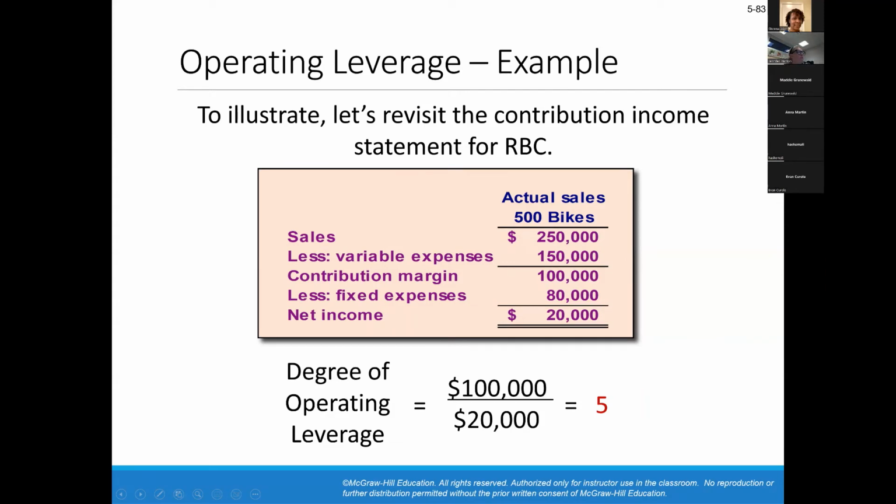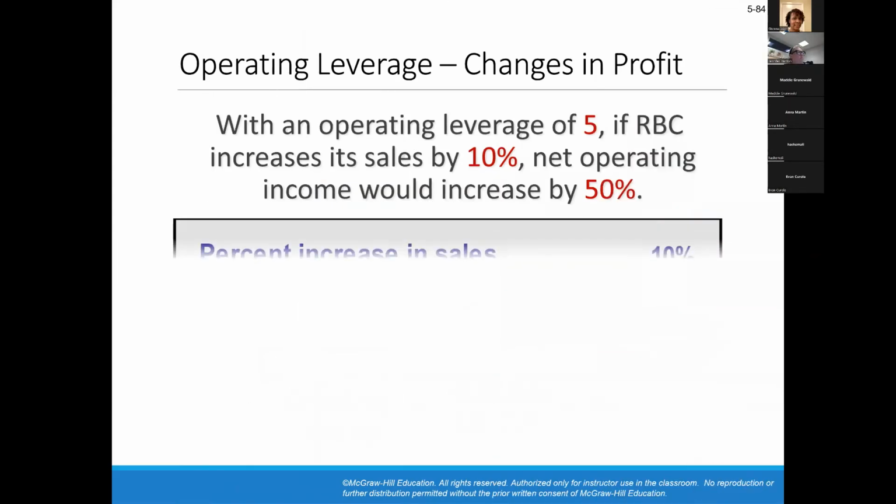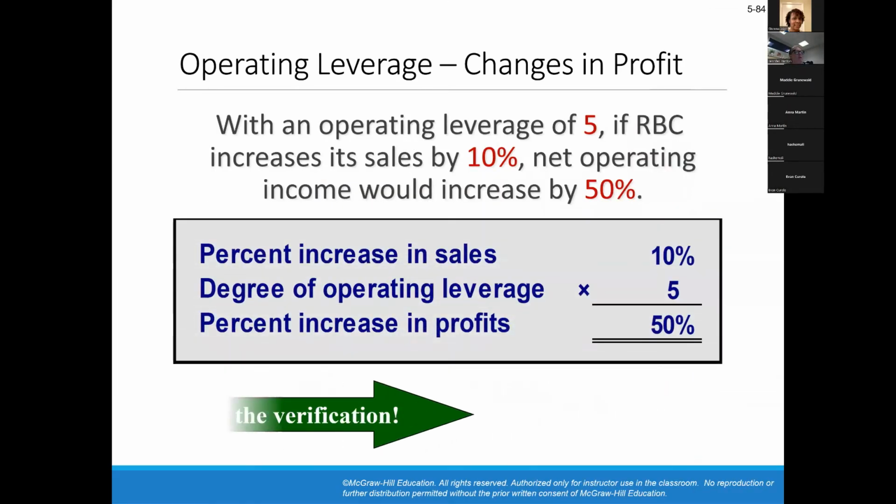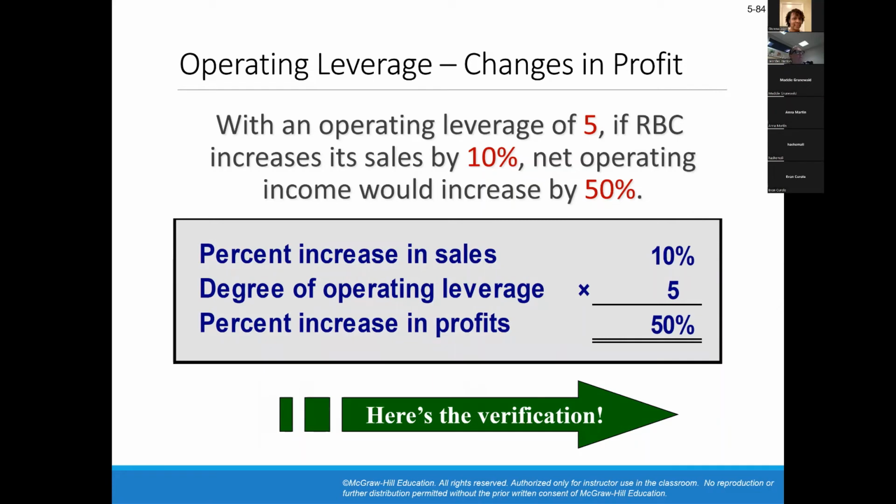All right, so we know that our contribution margin is 100,000 because it's given to us, and we're going to divide that by the net income of 20,000, and we have a degree of operating leverage of 5. So how to calculate it is pretty simple if you have the numbers. If not, then you've got to figure out what that net operating income is in order to put it in.